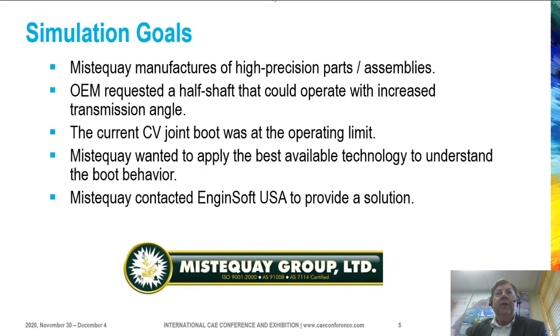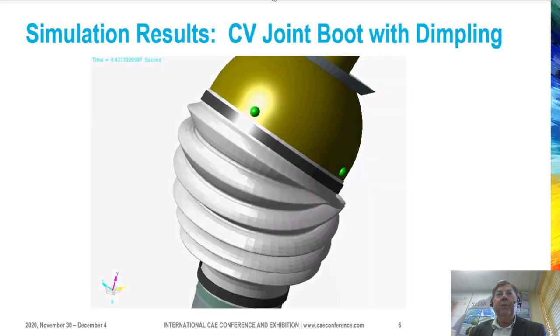So some years ago we worked with a company called Mystiquay. They manufacture high precision parts and assemblies. One of their clients requested a half shaft that could operate with an increased transmission angle. The current CV joint boot that they had was already at the operating limit, and they wanted to be able to apply the best technology so that they could understand the limit that the current CV joint boot had, as well as technology to assess a new design. So they contacted EngineSoft USA to provide them with the solution.